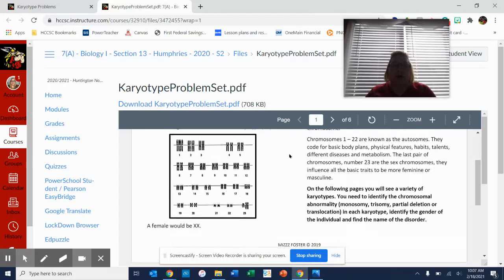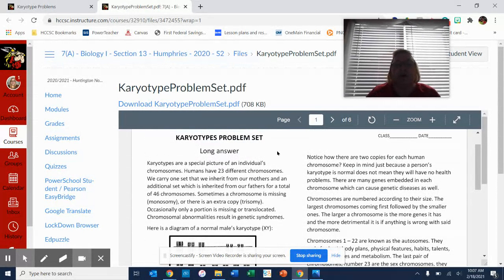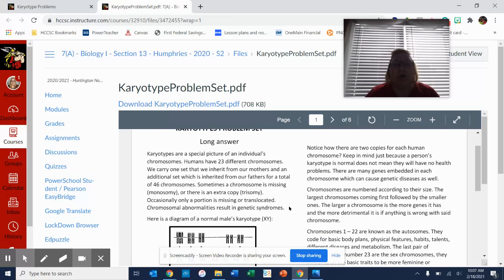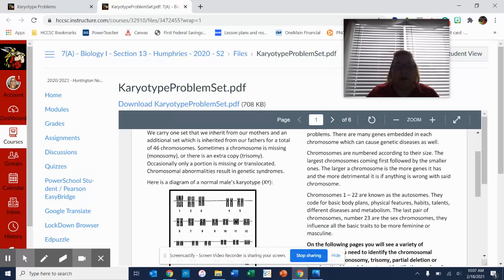And this is a picture of a person's chromosomes. That is called a karyotype. Humans have 23 different chromosomes. We carry one set from your mom and the other set from your dad. So you end up having traits from both mom and dad, depending on which of those alleles. They're called alleles, and they're descriptions of the traits that you have. Depending on which one is dominant and which one is recessive, we're going to get into all of that soon. But right now, we'll just worry about having one chromosome from mom and one from dad.